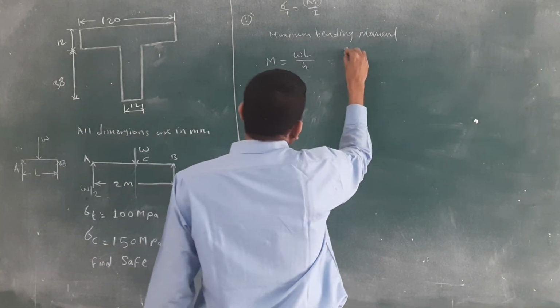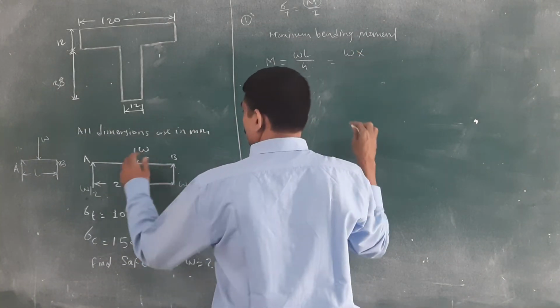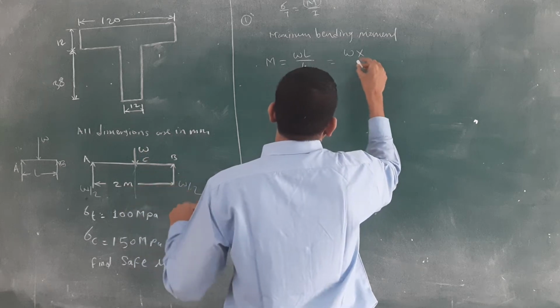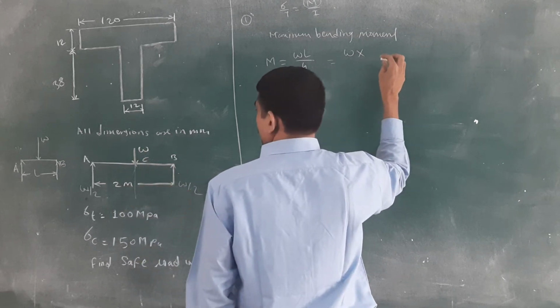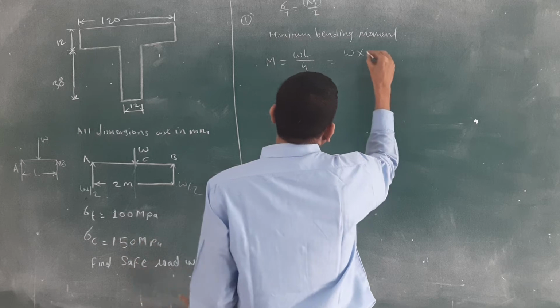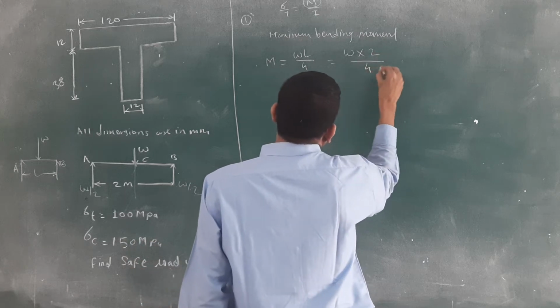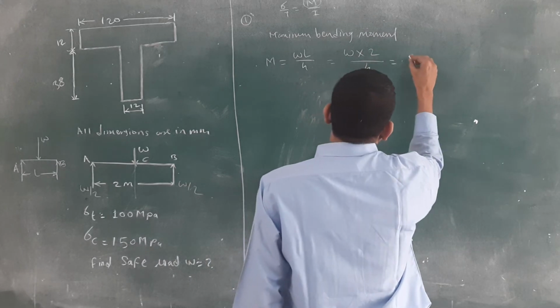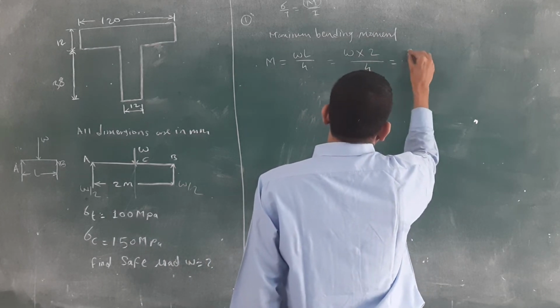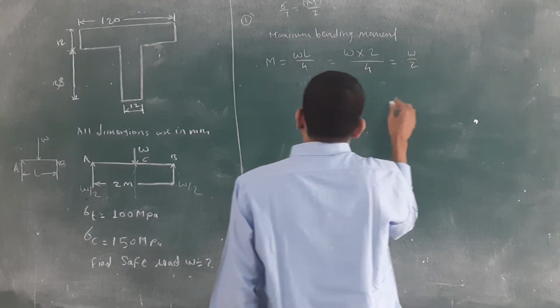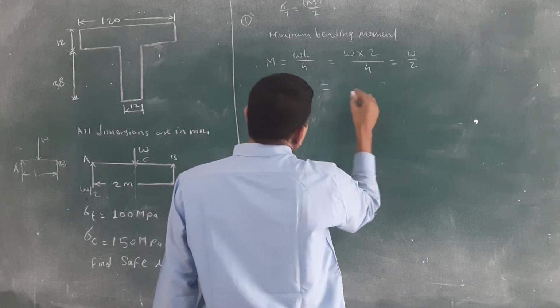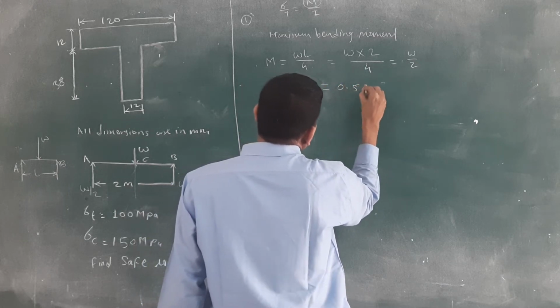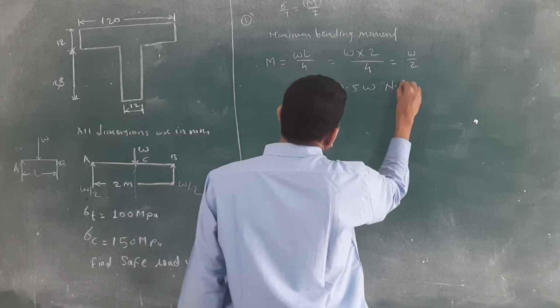Then put in the value of W. We don't know W; we want to calculate that W value. And L is equal to what? The total span is given as 2, divided by 4. Then 2W divided by 4 means W by 2, which is again 0.5 W Newton meter.